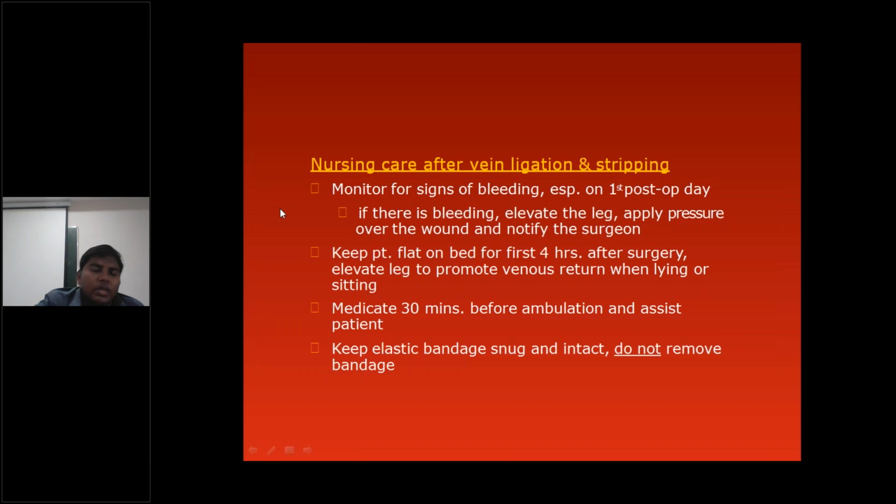Regarding nursing care, one of the most important complications of varicose vein surgery is bleeding, especially on the fourth day. So you need to look for any ecchymosis or any color changes in the operated segment. Overlying discoloration of the skin and color changes may suggest hemorrhage.